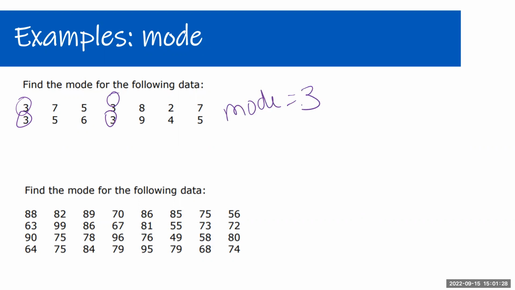The second one, we have to kind of be careful. Makes my eyes hurt. I'd maybe put it in order to see. But it looks like the one that repeats the most is 75. We see a couple that repeat twice. But 75 appears 3 times, and I don't see anything else that repeats 3 times. So our mode would be 75.